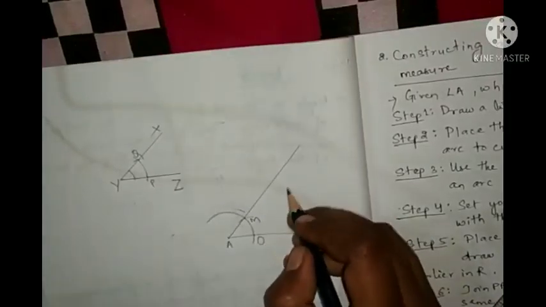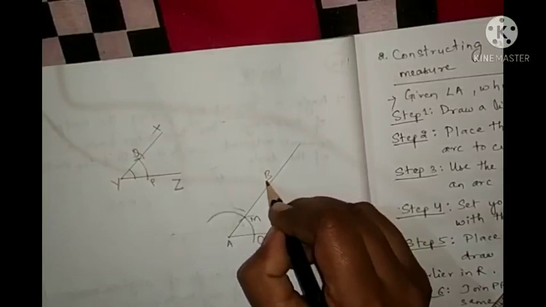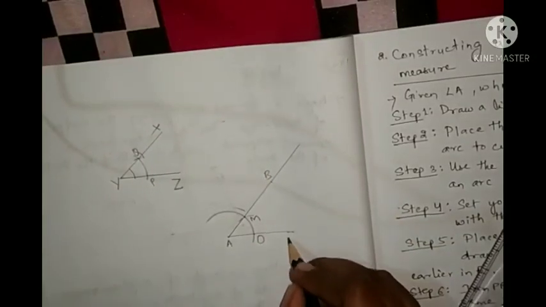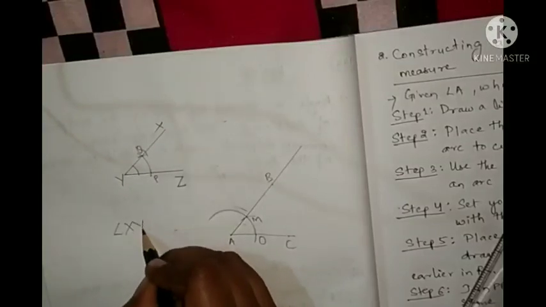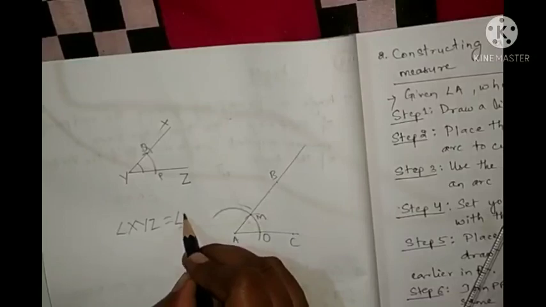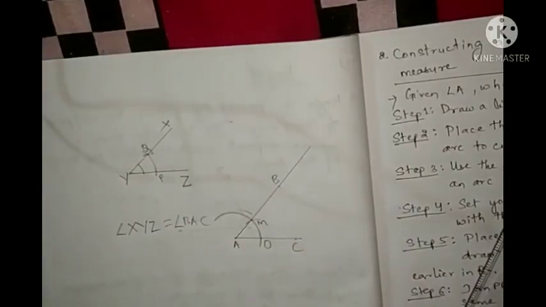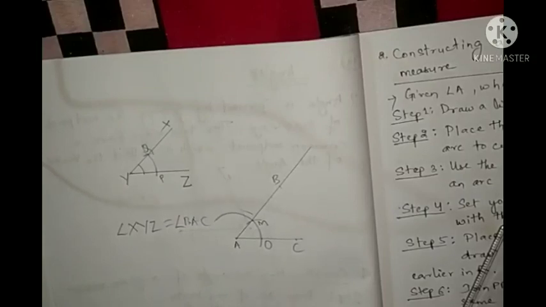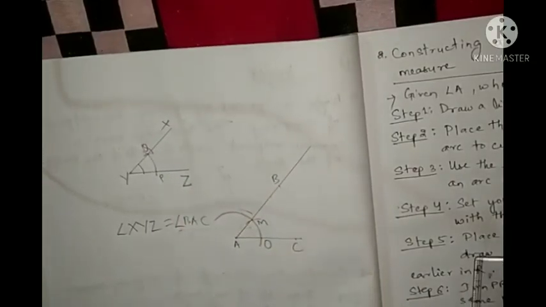So here name it B, C. So angle XYZ is equal to angle BAC. So with the help of ruler and protractor, you have made a copy of an angle of unknown measure.